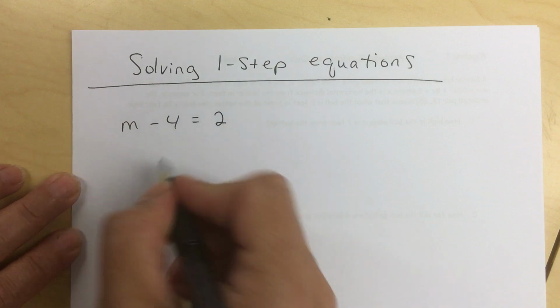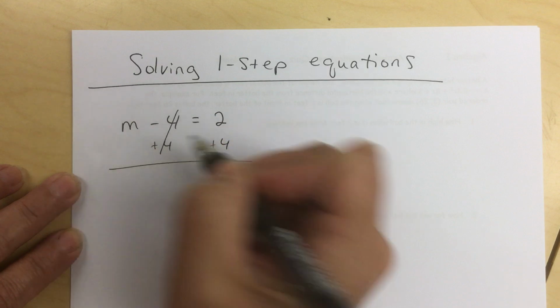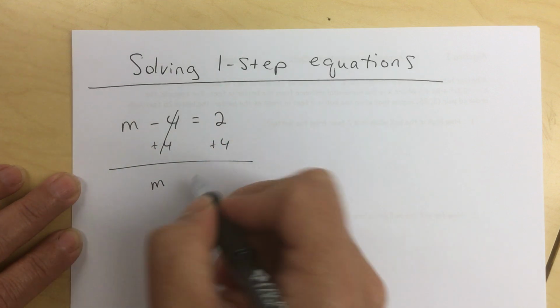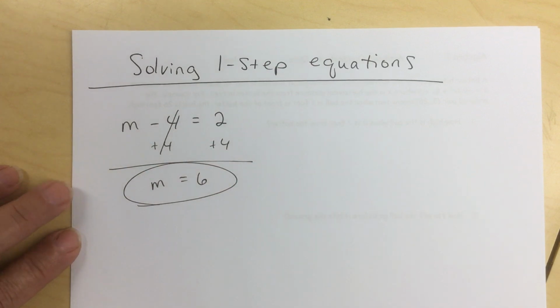The opposite of subtracting 4 is adding 4. So we're going to add 4 to both sides. That makes 0. I'm left with m on the left. 2 plus 4 is 6. So my answer is m equals 6.